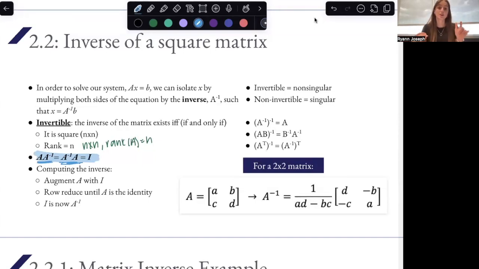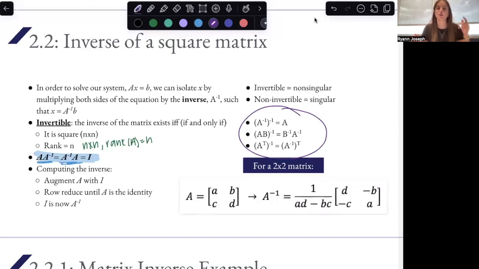Some terms: invertible means that it's non-singular. So if something has an inverse, it's invertible and called non-singular, and if something is non-invertible, so it doesn't have an inverse, it's called singular. You don't really need to know that, but it might just come up in a problem, so it's easy to hear beforehand. And here are some properties of inverses. So the calculation of the inverse is involutive, which is the same thing as a transpose.